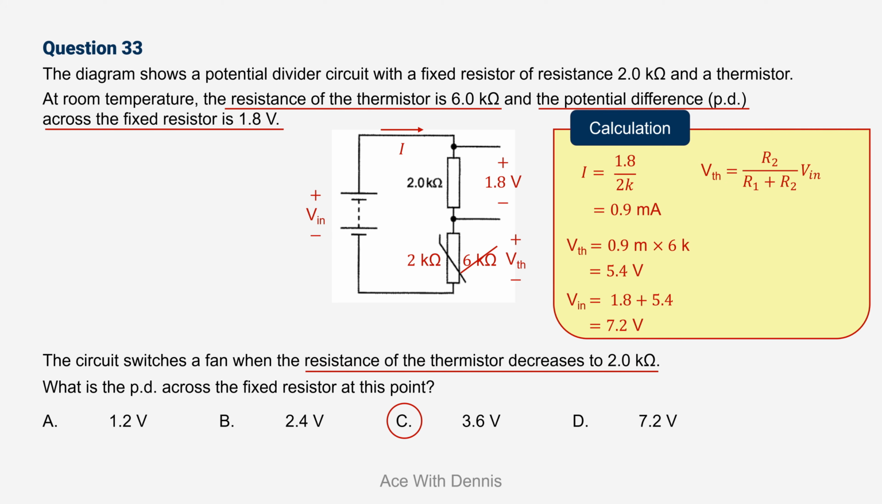So we can apply the potentiometer formula, R2 over R1 plus R2 times Vin. Now the R2 is 2.0 kilo ohms, the R1 is 2.0 kilo ohms as well. So then substitute the values inside. 2.0 kilo ohms divided by 2.0 kilo ohms plus 2.0 kilo ohms, times the Vin 7.2. If we calculate, we get 3.6 volts. Hence, the answer is C, 3.6 volts.